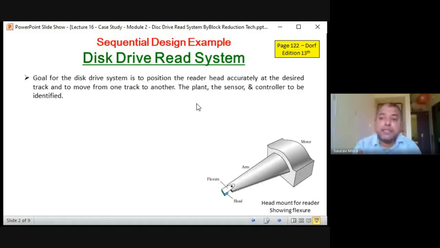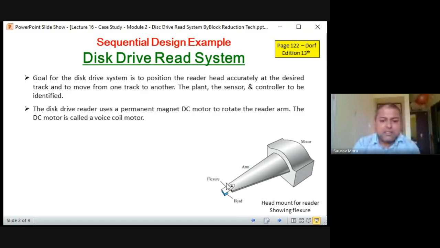So what is the plant? Who is the plant here? Whenever you are looking at a closed loop system, first there is an error amplifier, then there is a controller, then there is a plant or process, and finally there is the output, and from there comes a feedback, which is nothing but a sensor. Likewise, we have to identify all these elements here. That is our main job.